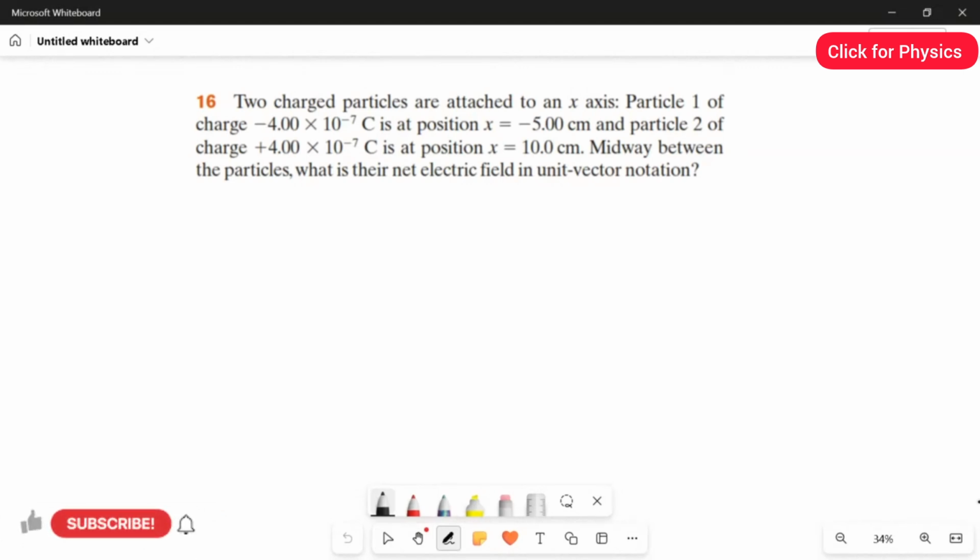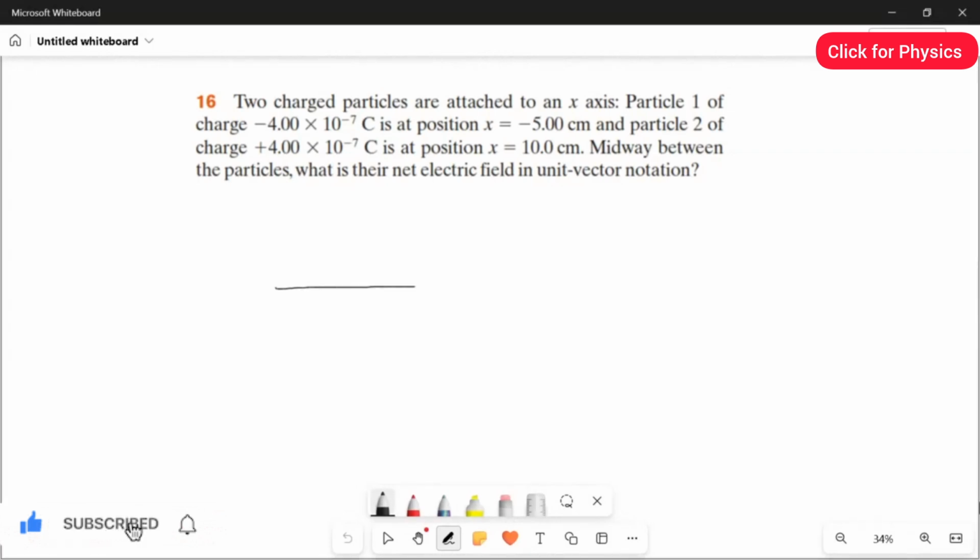So we can draw the diagram for this question. Here you have two charges. Particle 1 takes the value of minus 4 × 10^-7 coulomb, and particle 2 takes the value of plus 4 × 10^-7 coulomb, and both charged particles are attached to an x-axis. First of all, we can draw a line for the x-axis, and here we have two charges, q1, which is particle 1, and q2, which is particle 2.